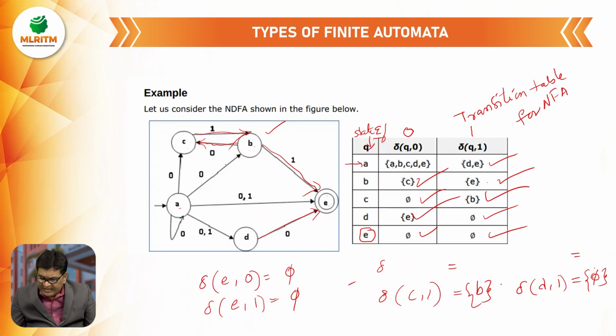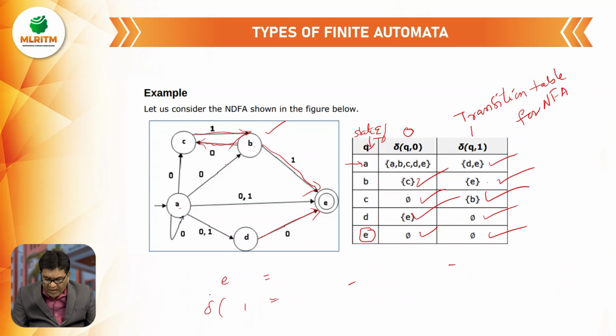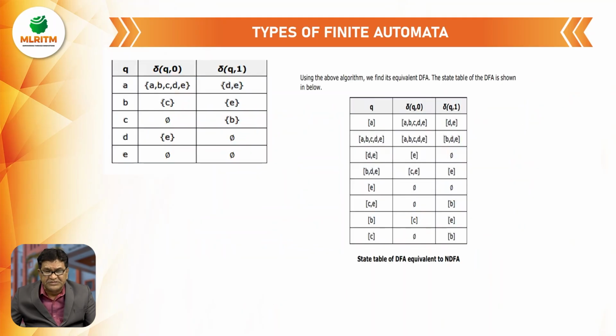This NFA should be converted into the DFA. So I want to create the transition table for the DFA by using the transition table of the NFA.